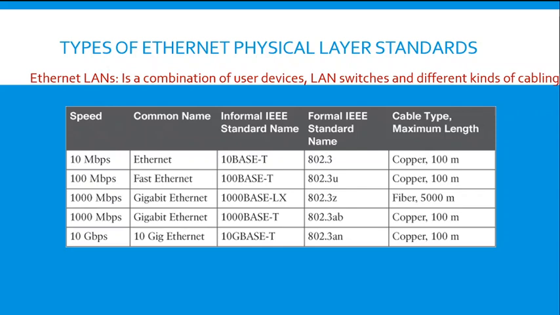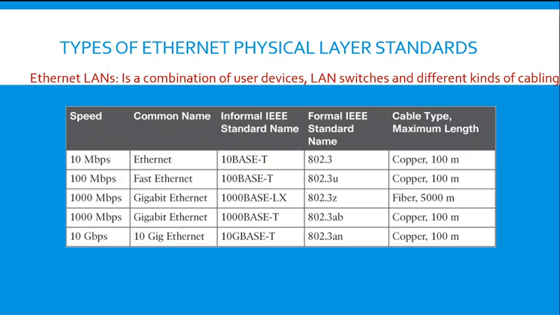The IEEE standard name is 10BASE-T, 802.3, and copper to 100 meters. Also, with 100 megabits per second, it's called Fast Ethernet, or as you can see, FE for abbreviation. That is 100BASE-T, 802.3u, and it's copper to 100 meters.